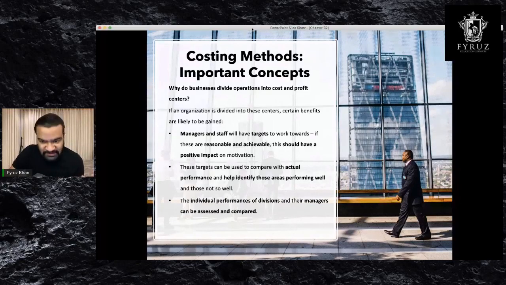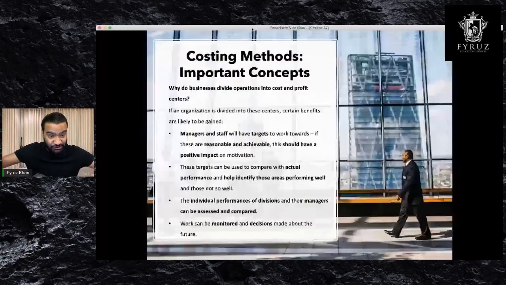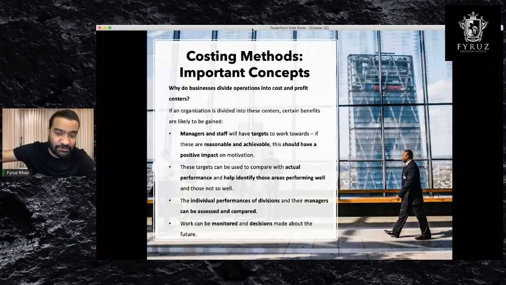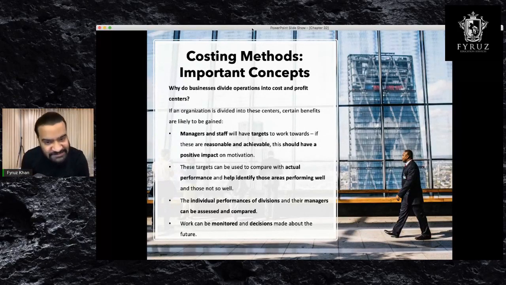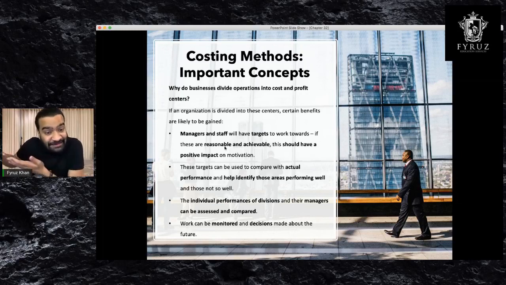And lastly, work can be monitored. Okay, for each unit you can look at managers and workers, how they're doing. So these are the four reasons why business divides their operation into cost and profit centers, because managers and staff will have a sense of purpose, will have targets to work towards. Okay, you can compare your actual performance with the target. Okay, my target was to sell 1,500 units of these, but I sold 1,400. What happened? Why couldn't I achieve the target? Okay, and you can check the individual performance of managers of this product firm, or this center or that center, and you can monitor, control, make decisions based on that.